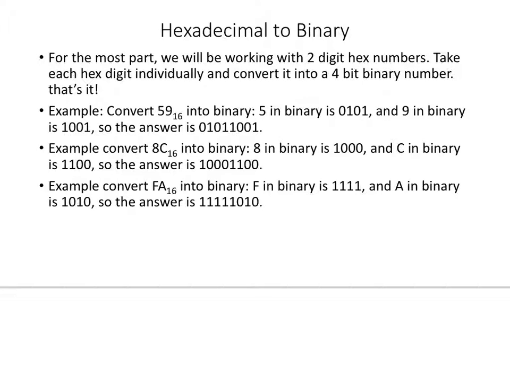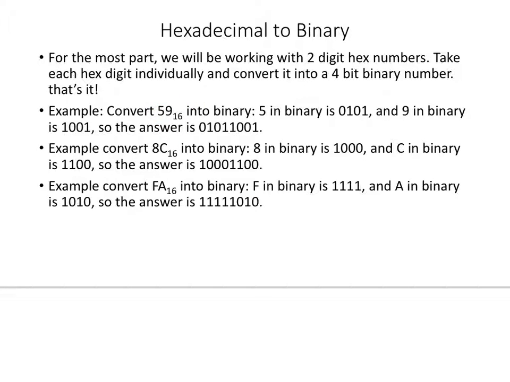Now, just one thing here. Remember that the biggest hex digit that you can have is F, which is equivalent to the decimal 15. And in binary, that's 1111. So that's the biggest 4-bit binary number that you can have. So it'll all work out. Okay, so here's an example.